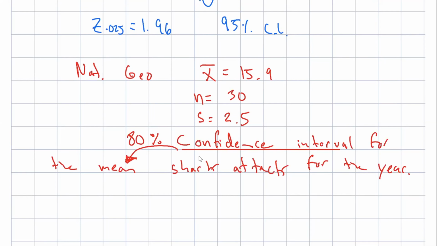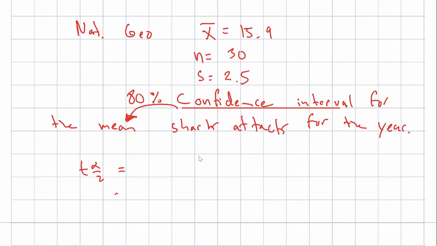All right, so let's go ahead and do this problem. The first thing you want to do is find t alpha divided by 2. For t alpha divided by 2, the two things you're going to need are df, which is degrees of freedom, and the confidence level. So if you look at this one, what's my degrees of freedom?